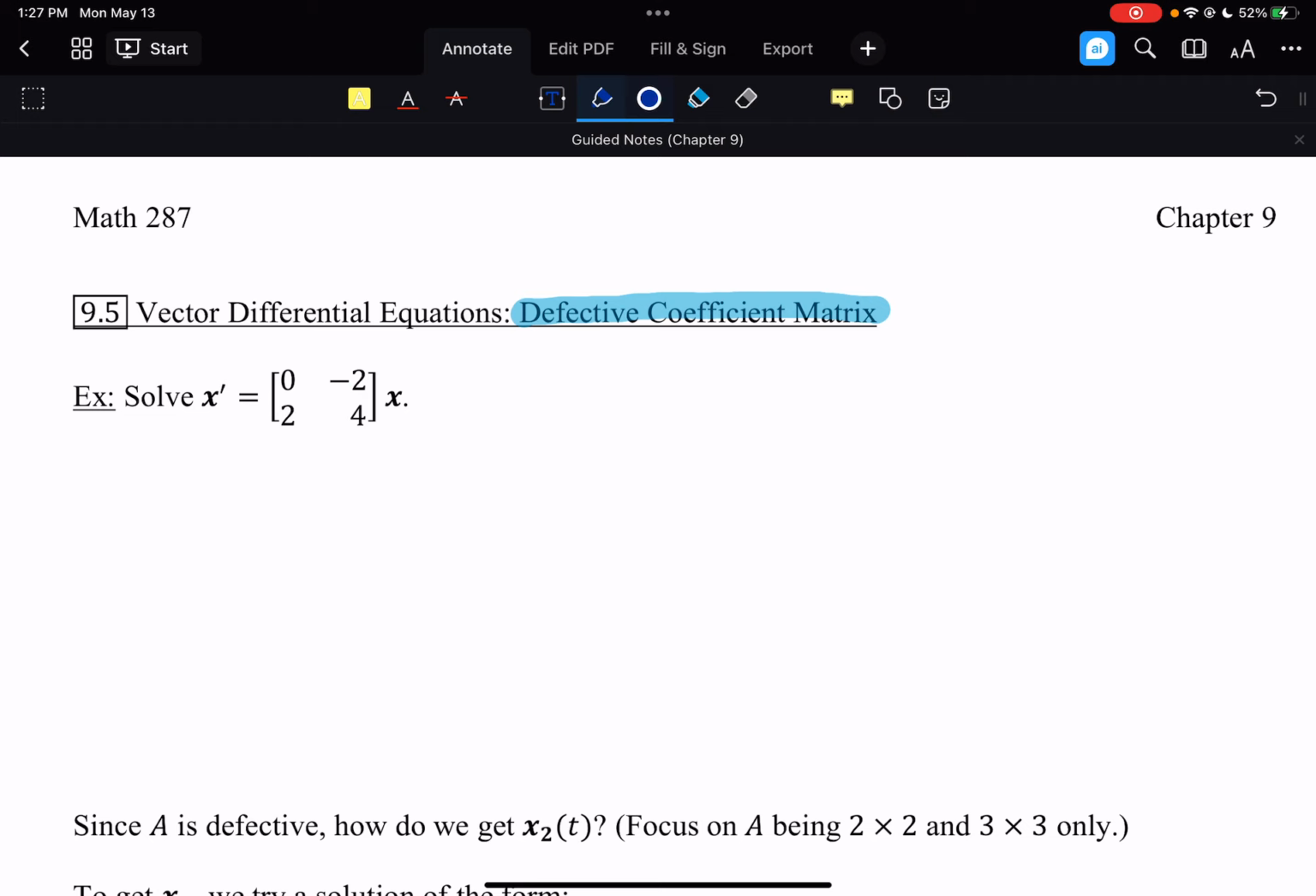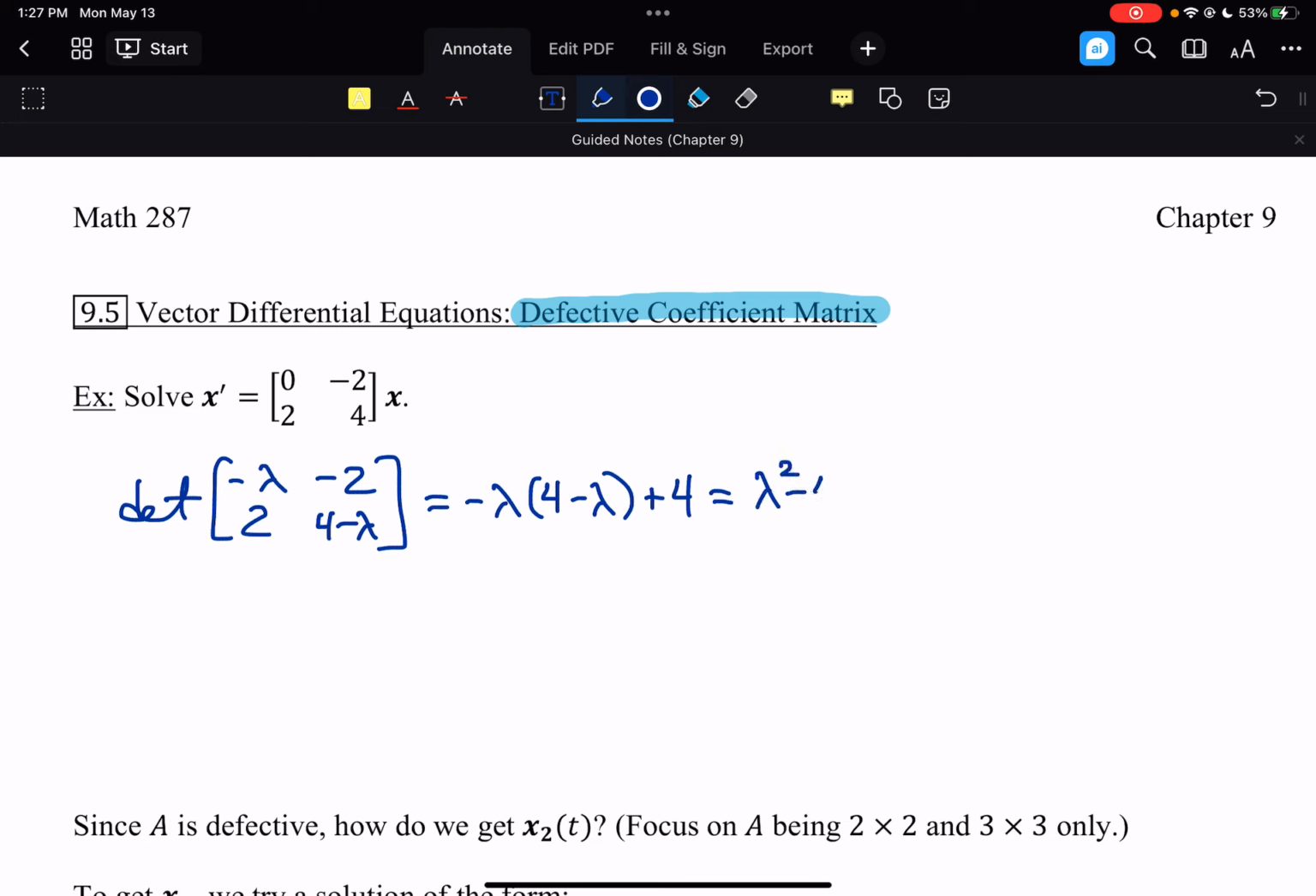So we're going to start off by looking at an example and see how far we can get in this process. If we take the determinant of A minus lambda I, so that's negative lambda, negative 2, 2, and 4 minus lambda, that's going to give us negative lambda times 4 minus lambda plus 4, which gives us lambda squared minus 4 lambda plus 4, which is lambda minus 2 quantity squared. This is all set equal to 0, which gives us lambda equals 2 and 2, or if you want, 2 with a multiplicity of 2.